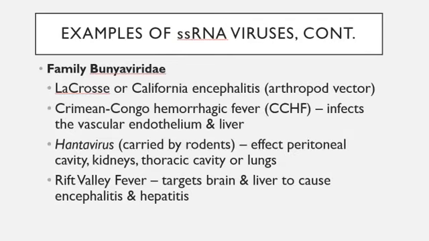Other examples of single-strand RNA viruses include La Crosse or California encephalitis. It's carried by an arthropod vector. Crimean-Congo hemorrhagic fever affects the vascular endothelium in the liver. Hantavirus, which is carried by rodents, mainly mice, affects the peritoneal cavity, the kidneys, the thoracic cavity, or the lungs. And this one has recently been in the news. And Rift Valley fever targets the brain and the liver, and causes encephalitis and hepatitis.